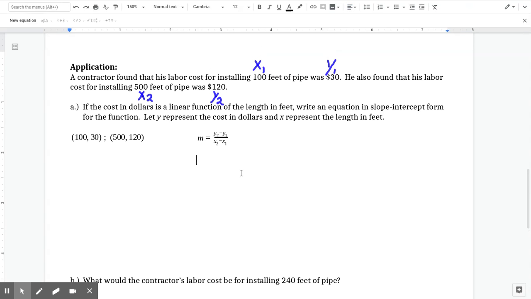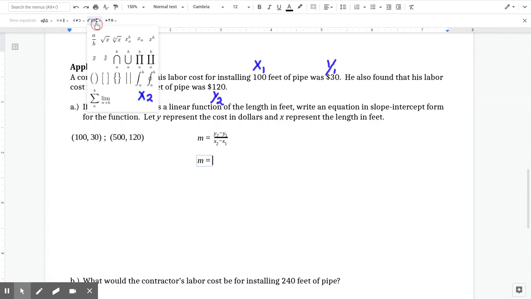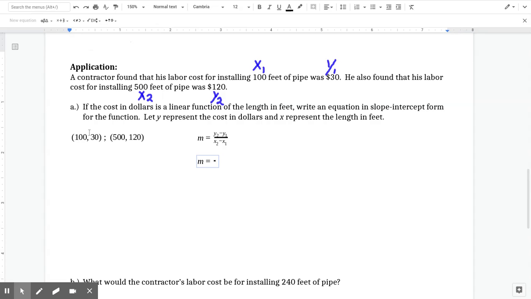We have our slope formula, m equals y2 minus y1 over x2 minus x1. Calculating our slope, let's substitute what we are given: y2 is 120, minus y1, which is 30, over x2, which is 500, minus x1, which is 100.